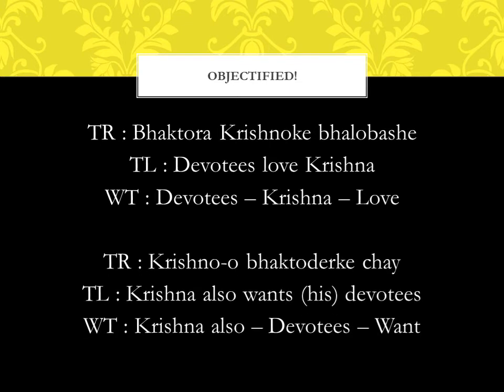So it will be Krishna bhaktoder ke chai. Krishna bhaktoder ke chai. Now adding o to the end of Krishna means Krishna also. So Krishna bhaktoder ke chai means Krishna also wants his devotees. So if we take those two sentences one after the other, ভক্তরা কৃষ্ণকে ভালোবাসে, কৃষ্ণ ভক্তদেরকে চায়, that makes a coherent kind of flow that devotees love Krishna and Krishna also loves his devotees, so it makes a two-way flow of affection.